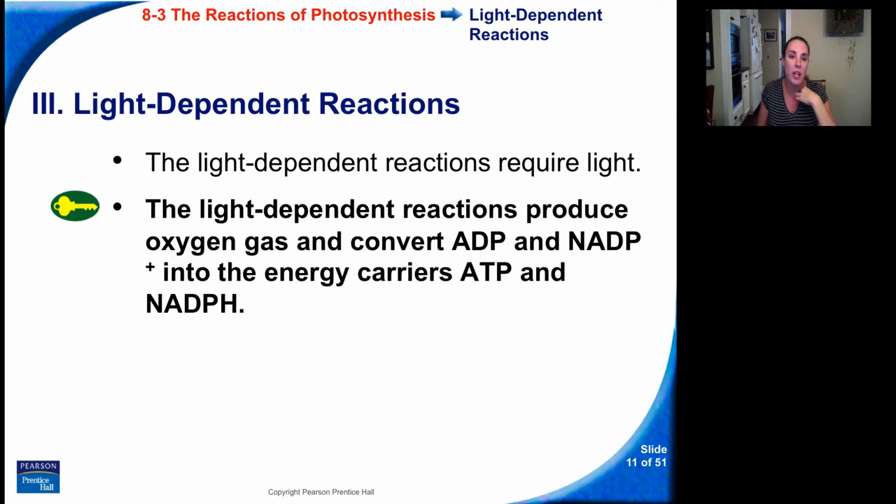So the first reaction in photosynthesis is light dependent because it depends on the light. It requires light, and it produces oxygen gas and converts ADP and NADP+ into the energy carriers ATP and NADPH.